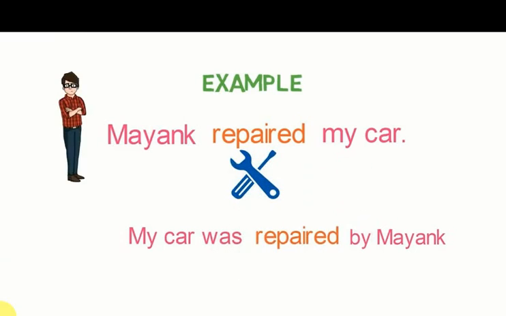What he repaired? He repaired my car. So for that we have the direct object my car. So here Mayank is the doer of the action. So it is active voice. It is in active voice.